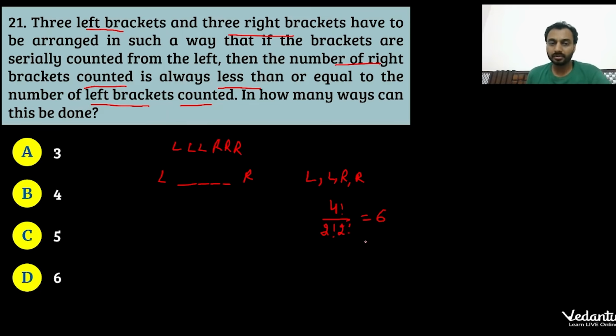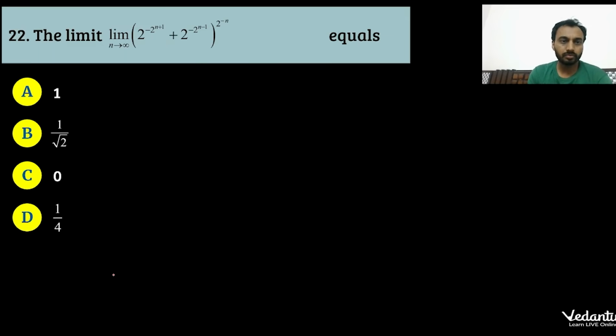Now in these 6 cases, there is one case in which if we arrange like this, then the number of R is more than the number of L if we count from the left. So we subtract that one case, which gives us 5 as the number. So there are 5 such arrangements in which we can arrange 3L and 3R according to the given condition, right? So let's see question number 22.